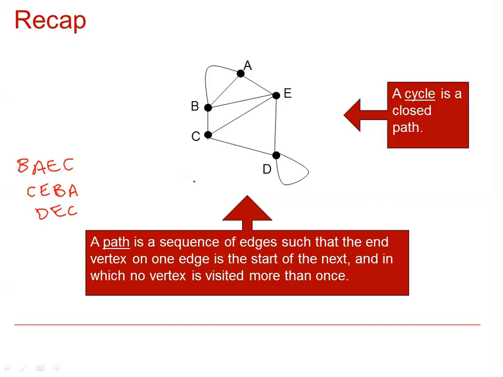The second term we need to remember is a cycle. A cycle is a closed path, so that means you can only visit each vertex once, but we must return to the beginning. So for example, a cycle could be A, B, C, D, E, and back to A. And there are many cycles in this graph.